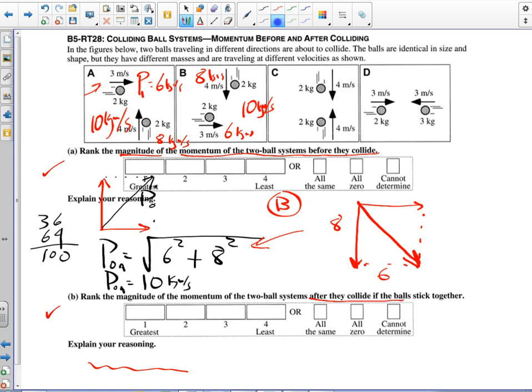Here, I've got identical momenta, but they're in opposite directions. This is, we'll call it, positive 8 kilogram meters per second. This is negative 8. Notice this is a one-dimensional situation. All the motion is in one line. So the total momentum here at the start is 0.